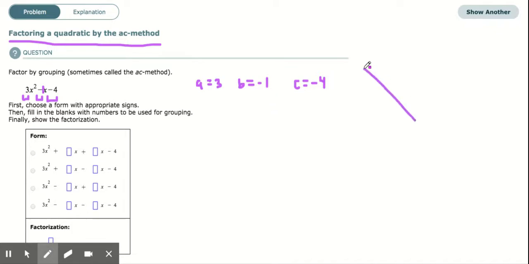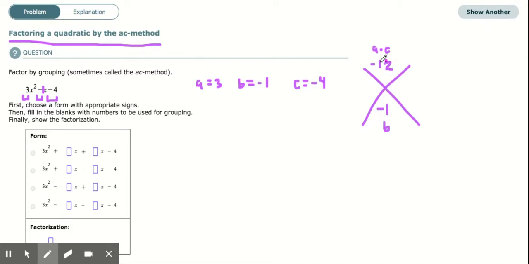Now, how I like to do it is using the x method. So on top, you put whatever a times c is equal to, and on bottom, you put b, and I remember that b is for bottom. So b is -1, and a times c, that would be 3 times -4, which is -12. So what I'm trying to do is find two numbers that when I multiply them, this is multiplication, they multiply to make -12, and when I add them, they add up to make -1.